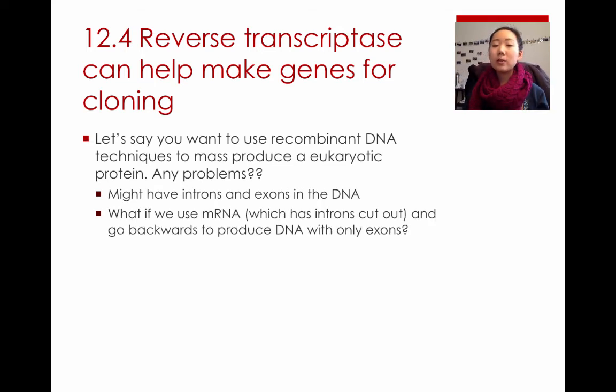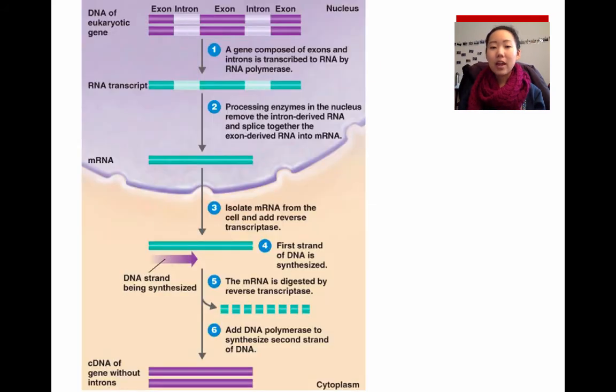Well, what if we were able to use mRNA, the mRNA that has already had all of the introns removed, and then kind of go backwards to produce the DNA with only exons in it. And that's exactly what we're going to do. So this is a process where we allow normal transcription to happen. And remember, when transcription happens in a eukaryotic cell, we have just a mix of exons and introns. And so we allow the normal process of RNA splicing to happen, and all those exons are isolated together so that we have just what we need to produce our protein.